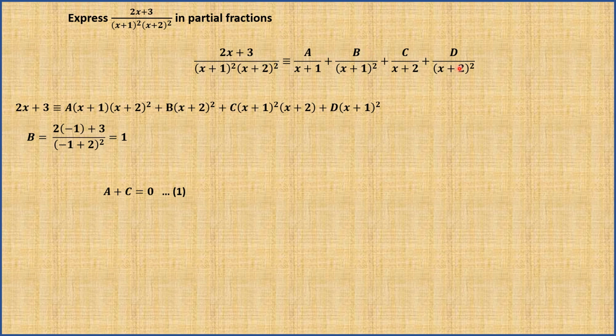Replace x there by negative 2, since it's a value of x that makes this denominator vanish. I'm going to look for z directly. So my z will be equal to what? 2 into negative 2 plus 3, divided by negative 2 plus 1, all that squared.